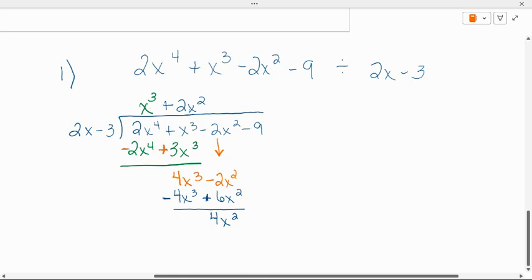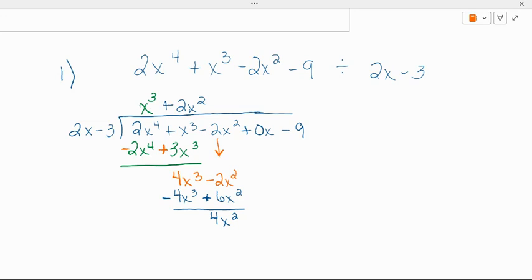Did anybody notice that we don't have an x term right there? When you think about being in standard form, you have 2x to the 4th plus x cubed minus 2x squared. There's no something x. What do you think about that? We're going to need it. So I want you to write plus 0 times x minus 9. You're going to need it because we're going to have to multiply by x on this next one. We're going to have x all by itself. We're going to need an x term.